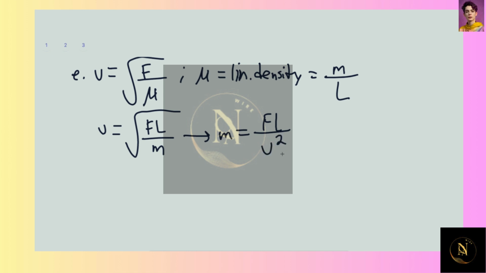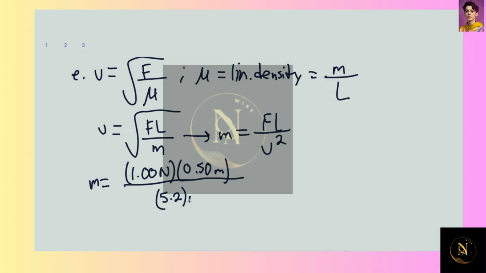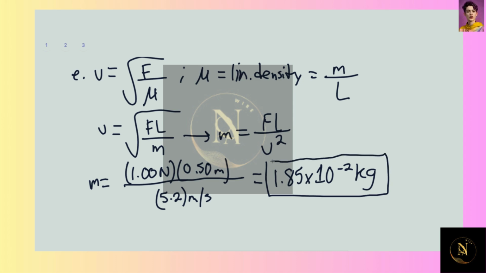We're going to solve for m, and this is going to be equal to FL over v squared. And at this point, we know the tension force in the string, so we'll have m equals 1.00 newtons times the full length of 0.5 meters, divided by 5.2 meters per second squared. And we find that this is going to be equal to 1.85 times 10 to the negative 2 kilograms. So this will be your answer for part E. This is going to be the mass of that string.